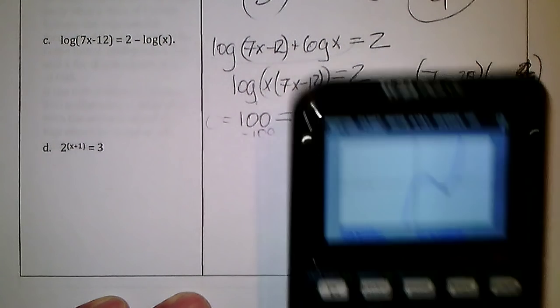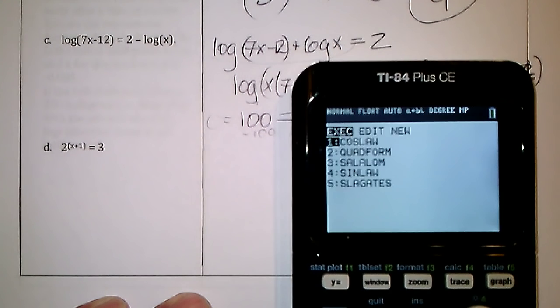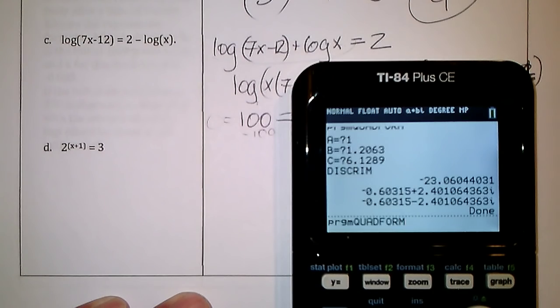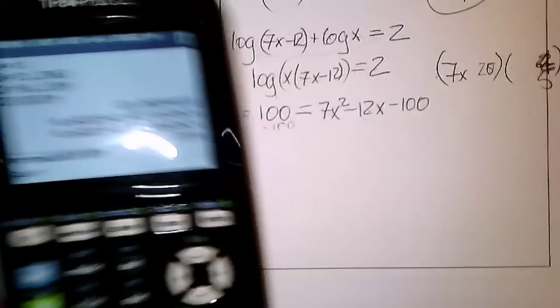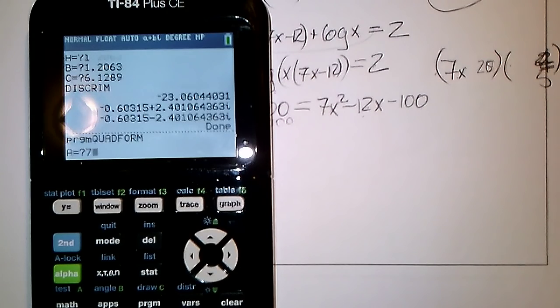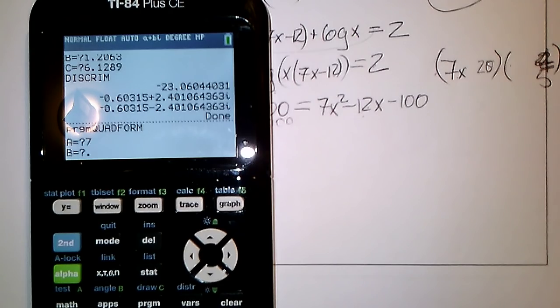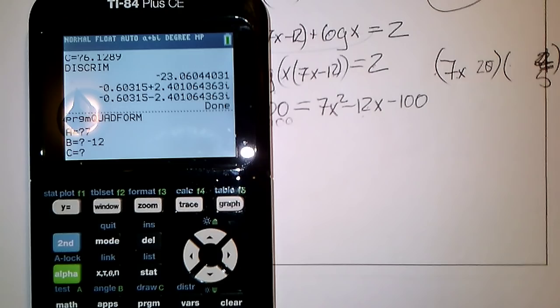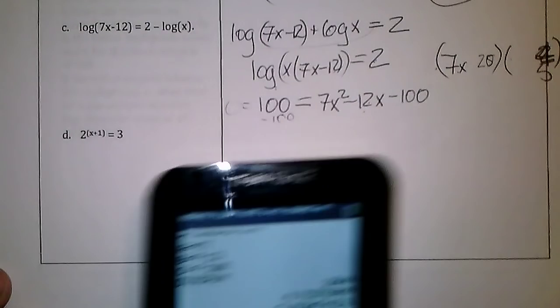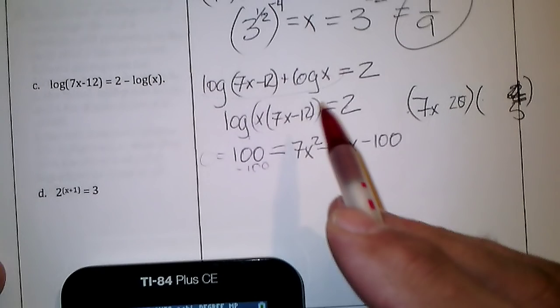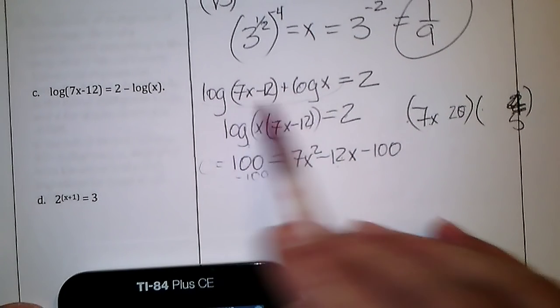Let's just go to the calculator, program, quad formula, enter, and we have A as 7, B as negative 12, and C as negative 100. And it doesn't factor into nice numbers. Did I make a mistake here? Let's check, because I usually try to make these be nice numbers.